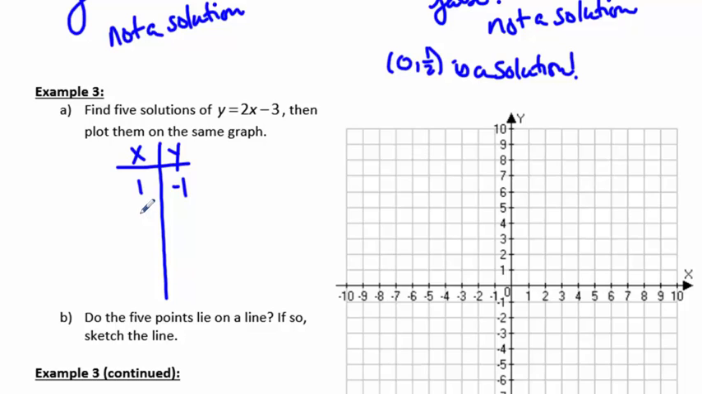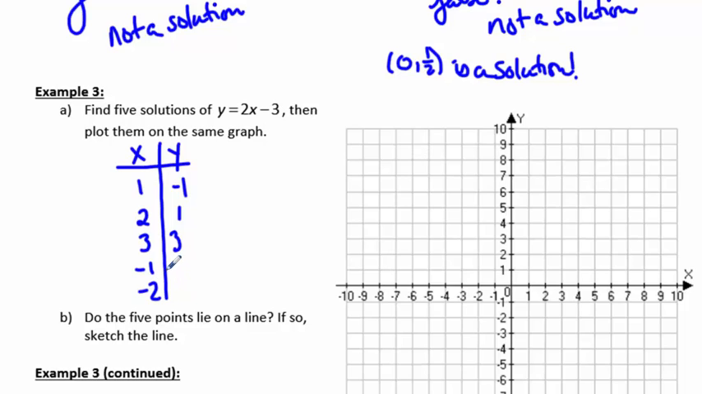Let's pick a few positive values like 2 and 3, and a few negative values like negative 1 and negative 2. Plugging 2 into the equation gives us 2 times 2 is 4, minus 3 is 1. So the ordered pair 2, 1 would be true. If I plug 3 in for x, 2 times 3 is 6, minus 3 is 3. So a 3 value for y would make this equation true.